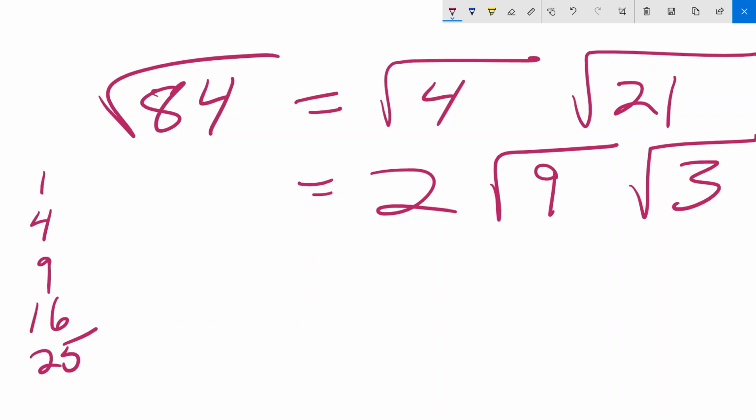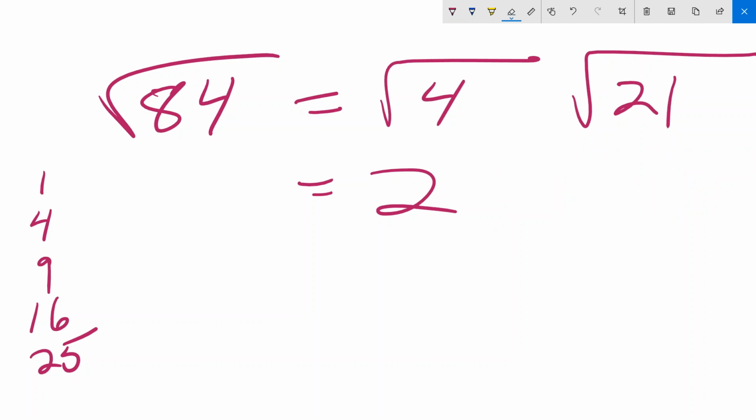Why did I say 4 and 6? No, excuse me, I got it wrong. 7 and 3. 7 times 3. Well, notice I can't reduce 21 anymore, so there's no point in splitting it into 2. The only time you reduce these radicals is if you can pull out a whole number. I cannot pull out a whole number from 21, so I leave it as that. That's my answer.